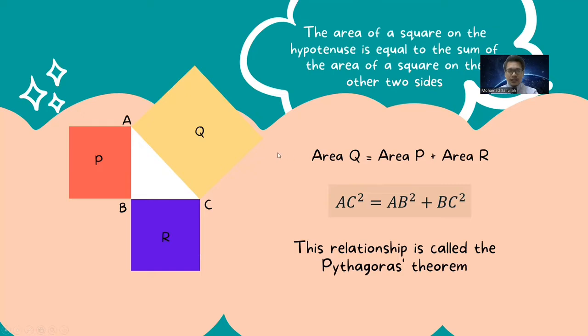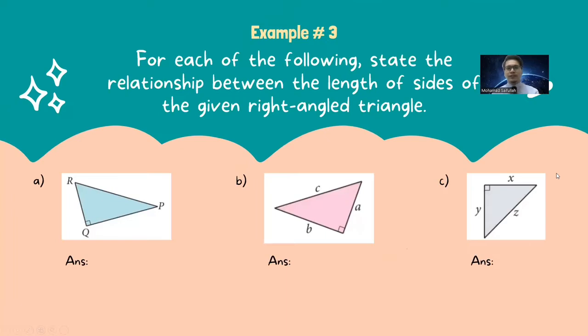So same goes with this example: the hypotenuse is AC, so AC square is equal to AB square plus BC square. Okay, I repeat. The relationship that we can write is AC square is equal to AB square plus BC square. So again, this relationship is called the Pythagoras Theorem. So far, everything's okay. Do you all understand, class? Good. So let's proceed with the example here.